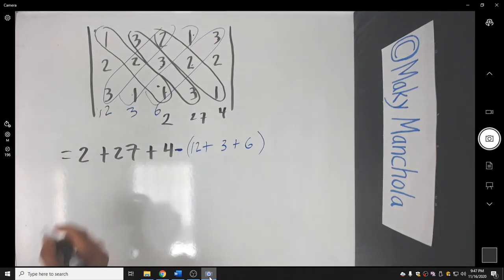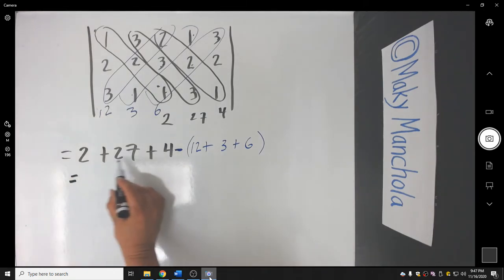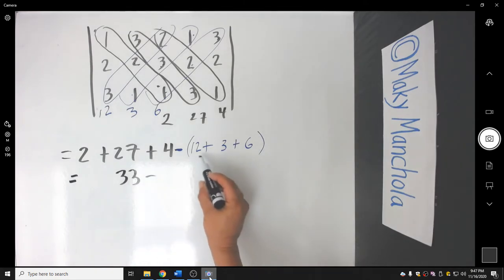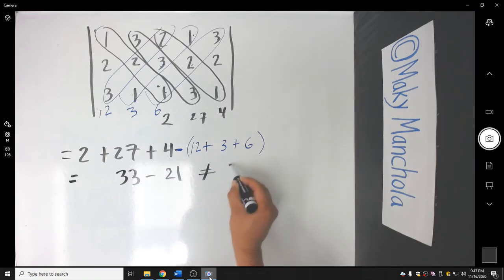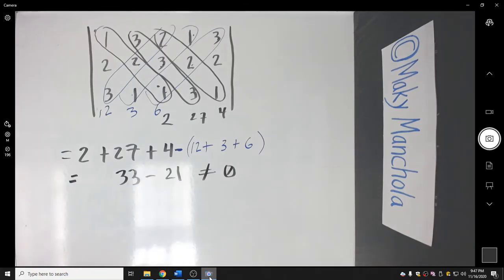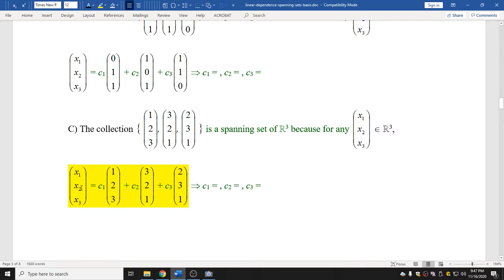Okay, so let's see what we get from this. 2 plus 27 is 29, plus 4 is 33, minus 12 plus 3 is 15, plus 6 is 21. Whatever this is, it is not 0. So conclusion, the equation that we set up, x1, x2, x3 equals c1 times 1, 2, 3, plus c2 times 3, 2, 1, plus c3 times 2, 3, 1, will have solutions, C1, C2, and C3.